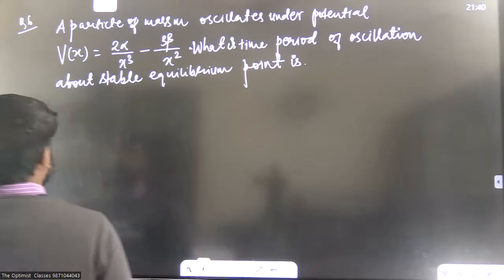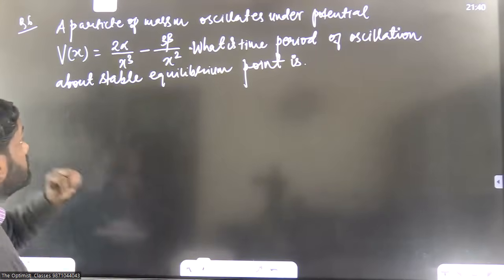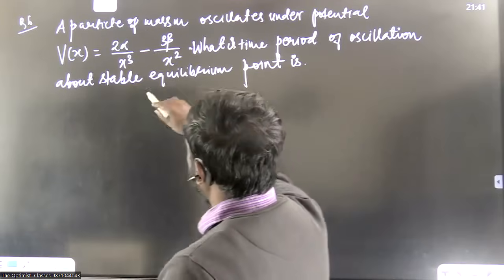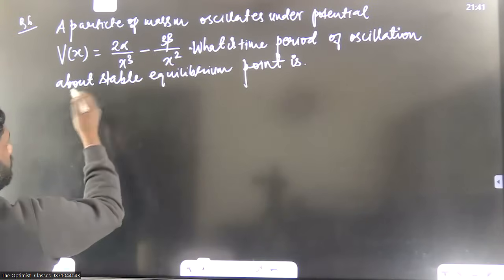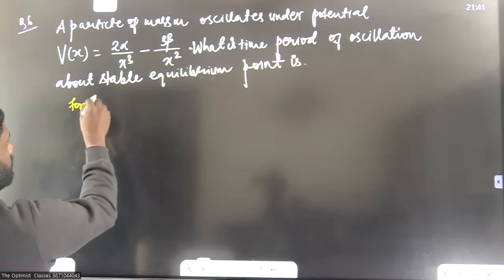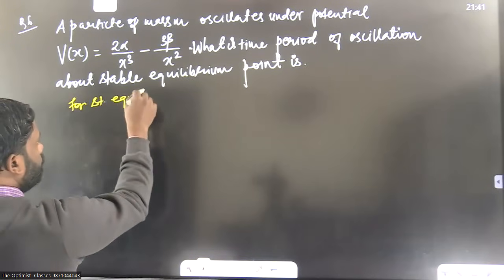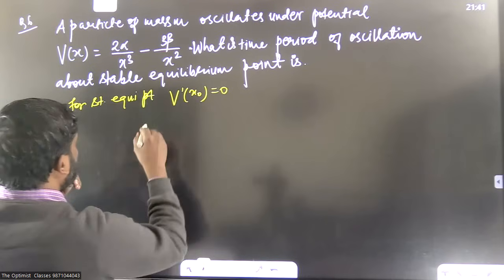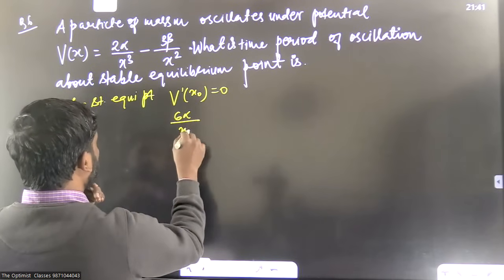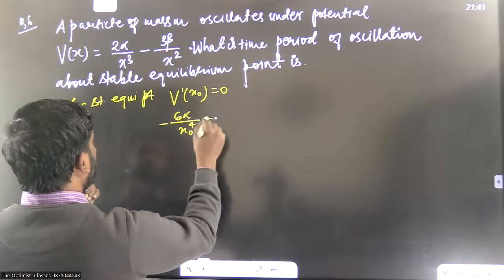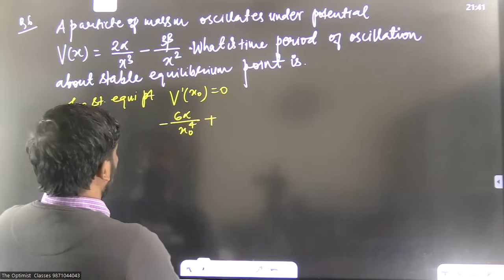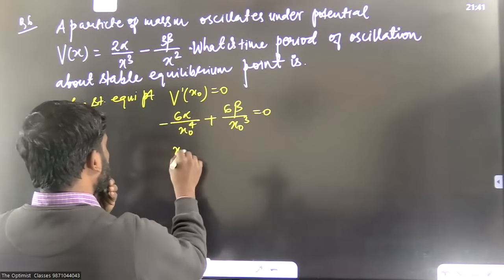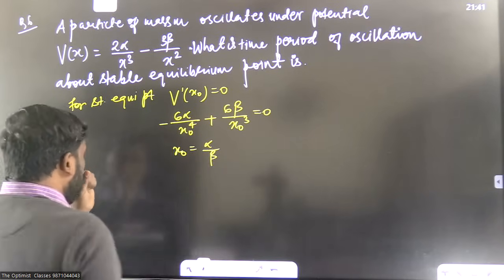See, this is a basic question related to oscillation. It says a particle of mass m oscillates under this potential. What is the time period of oscillation about stable equilibrium point? So for stable equilibrium point, we will write v prime at some x naught equal to 0. When you differentiate it, you get minus 6 alpha upon x naught to the power 4, and here you get plus 6 beta upon x naught cube, that is equal to 0. So from here you get x naught is equal to alpha by beta.